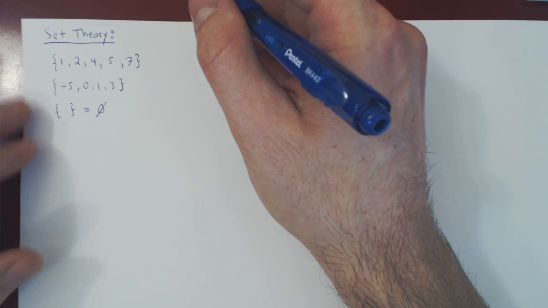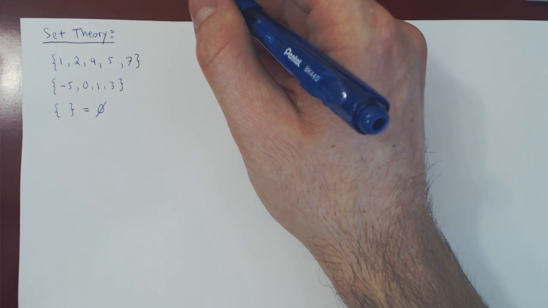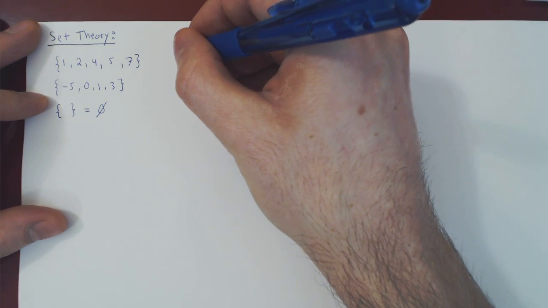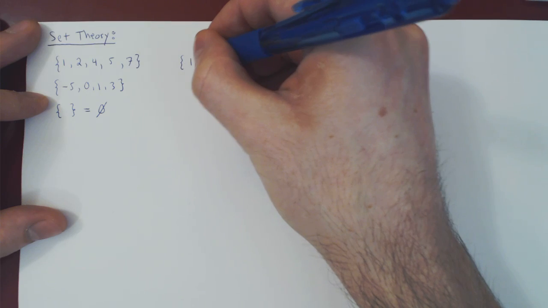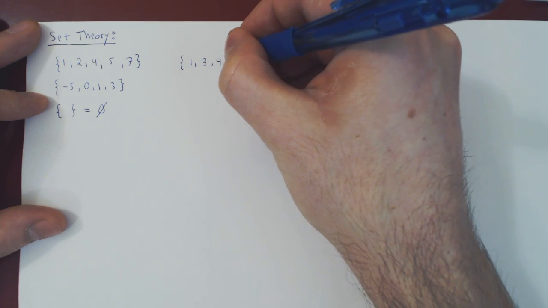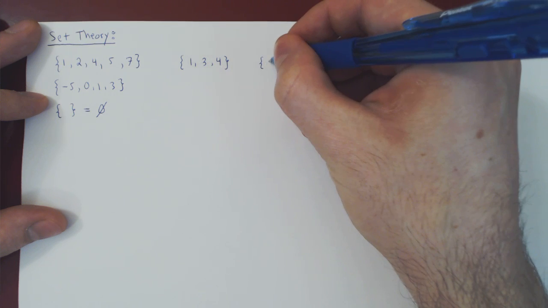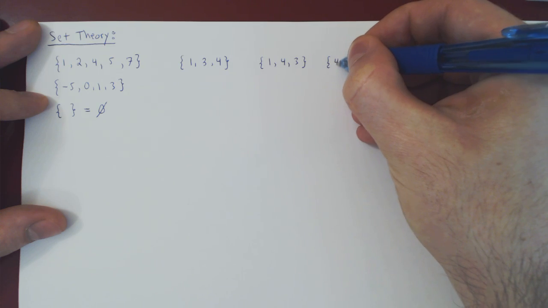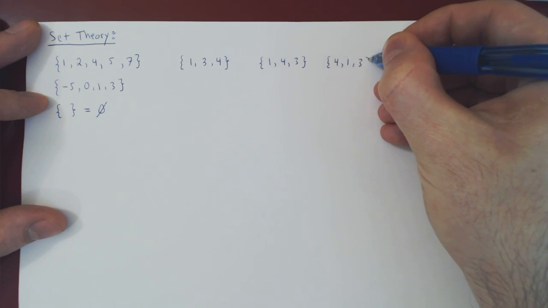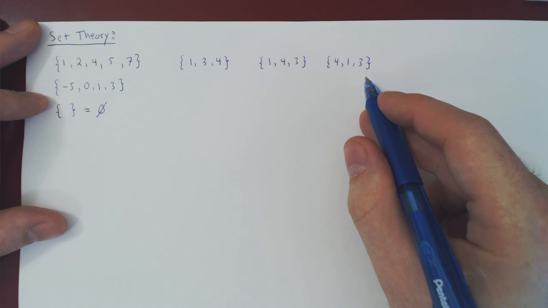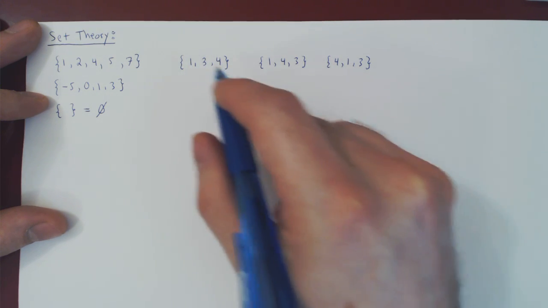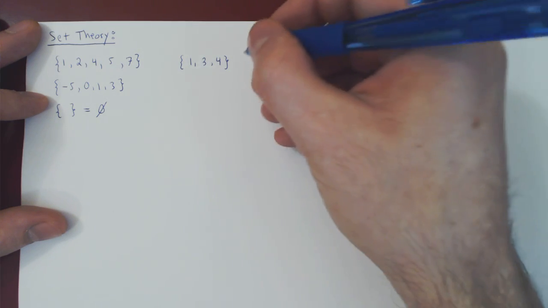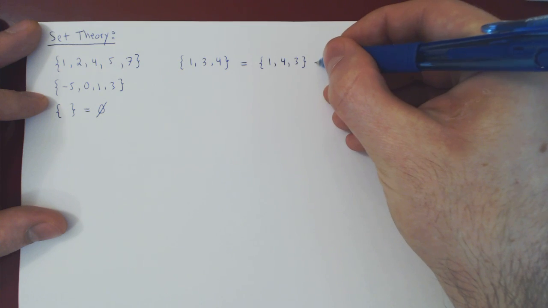Now what do I mean by having order and repetition being irrelevant? Well, let me show you. So if you have the following set, 1, 3, 4, and now what if you change the order and you wrote 1, 4, 3 or 4, 1, 3? Are these sets the same? The answer is yes. They are the same sets as they contain the same elements. Both contain 1, 3, 4. The order is irrelevant, so we consider these sets as being equal.